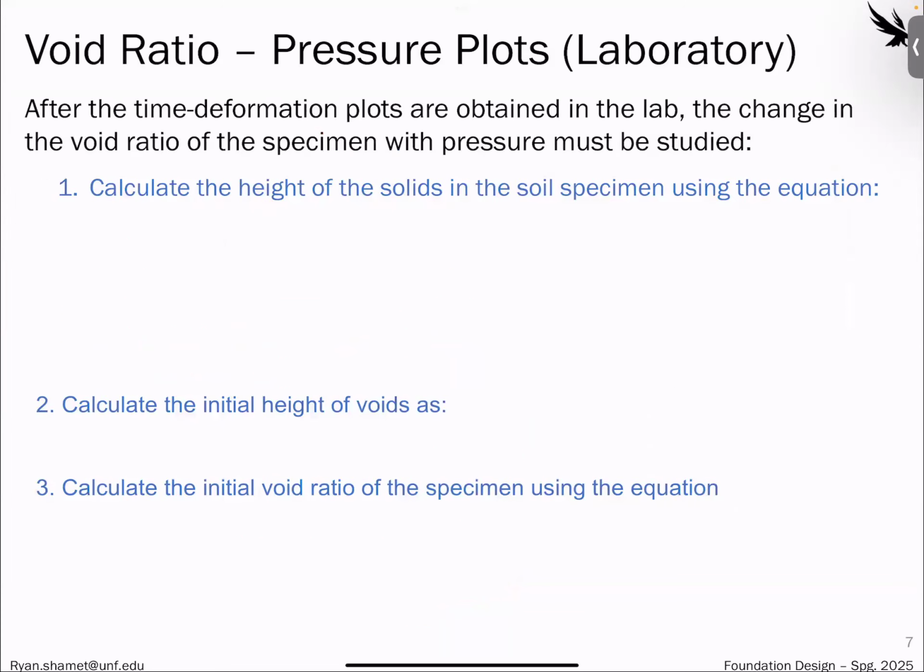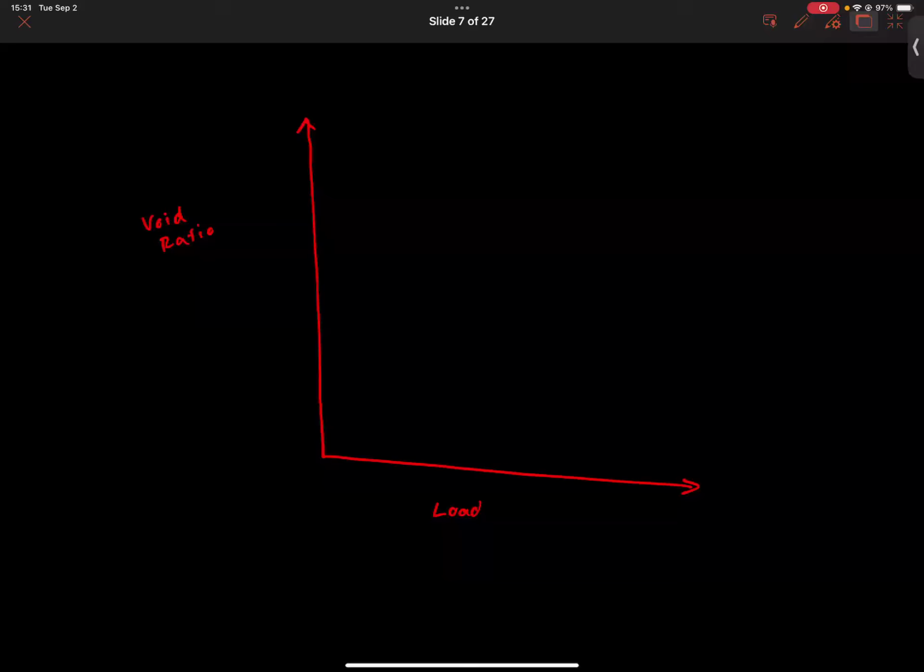So let's talk about how we find it using the laboratory setup. At the end of the day, what we are looking to do is produce, I showed this before, the void ratio on the y-axis versus the load from the experiment, which is often shown in pressure.